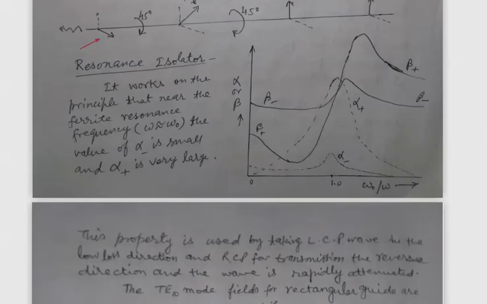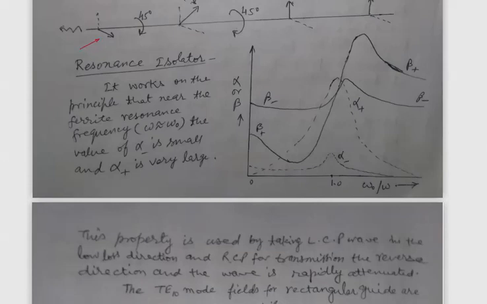Now we will discuss the second type of isolator, which is called the resonance isolator. It is a compact device as compared to the rotation isolator, and it is widely used in laboratories. The working of this resonance isolator can be expressed by the use of the curves of attenuation constant alpha and phase constant beta with respect to frequency. In the figure, omega 0 is the ferrite resonance frequency or the Larmor frequency.